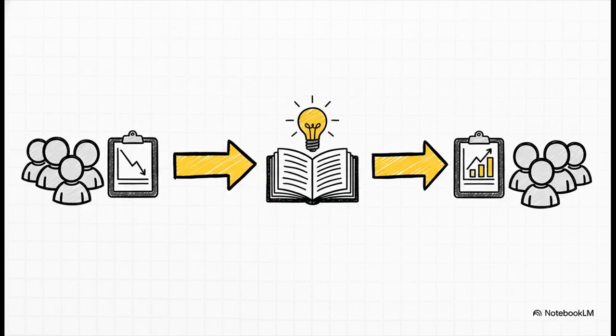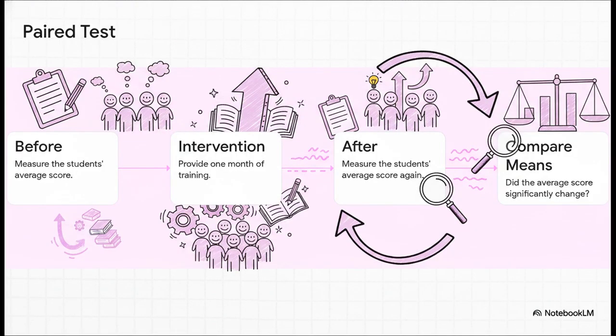Let's think about it this way. You have one group of students. You want to see if a special month-long training program improves their test scores. The subjects are the same people, you're just measuring them at two different times. So you test them before the training, then they go through the whole program, and then you test those exact same students after it's done. The paired t-test then compares the before scores to the after scores to see if the training made a real significant difference. You see the contrast, right? It's all about one group measured twice.